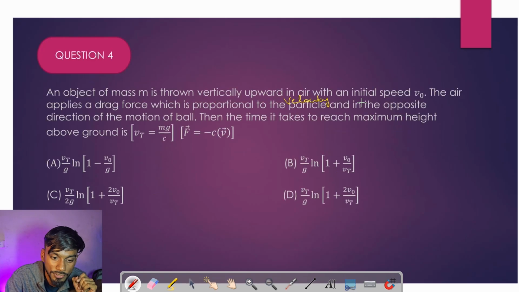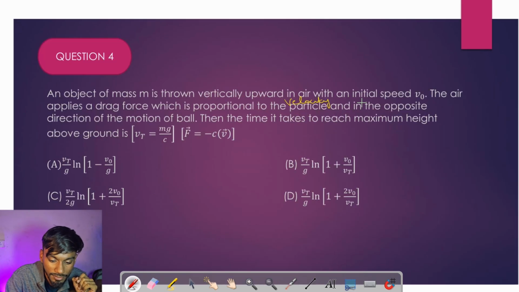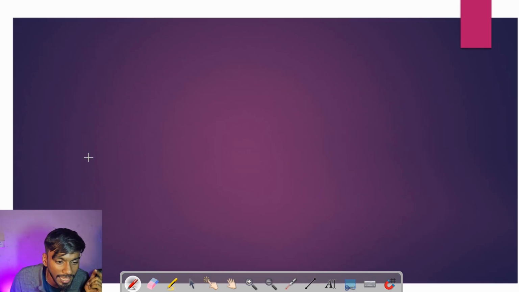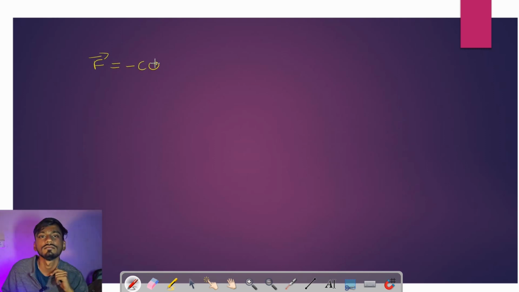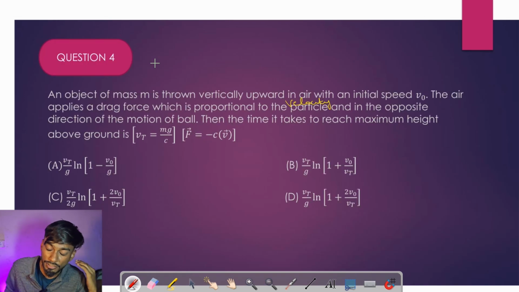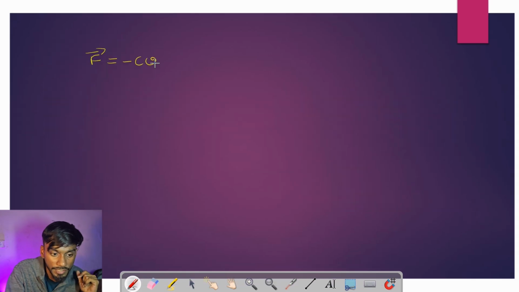So let's go to the next question now. The velocity of the particle, they are saying F drag is nothing but in the form of minus c into v. Okay sir, we understand, we have already done this type of question in the previous class. The people who have solved that particular question will find this easy, because that was the toughest part. And then they have said v t is equal to mg by c.